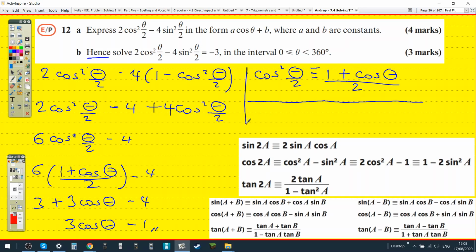So basically, do I need to do 3 cos theta minus 1 equals to minus 3? Yeah. That would be minus cos theta is equals to minus 2 over 3. And do I now need to do something like let A equals to cos theta? It's just 1 theta by itself, so you just solve it. Okay, so I need to do arc cos of minus 2 over 3.